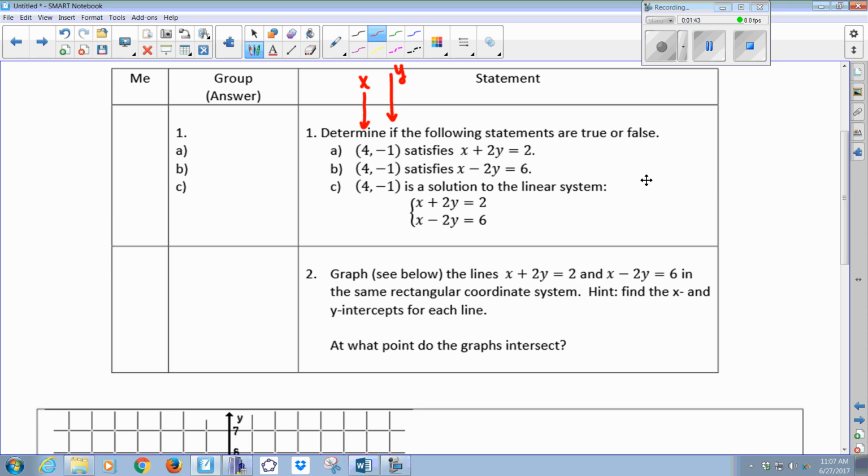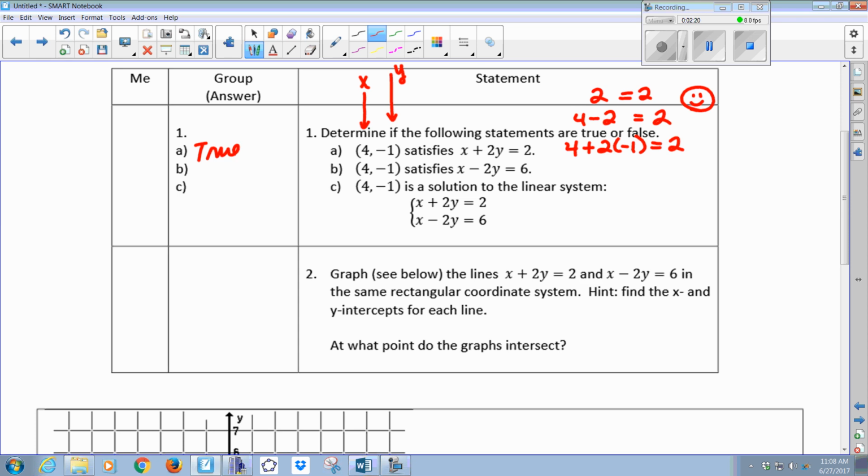In other words, does this value of x equals 4 and y equals -1 make the left side equal to the right side? In other words, is it a solution to this equation? The only way you can check that is to replace x with 4 and y with -1 and see if the left side equals the right side. The left side comes out to be 4 take away 2, which is 2, and that equals 2. You're a happy camper. It is true. So the first one is true. The ordered pair (4, -1) is a solution to that equation.